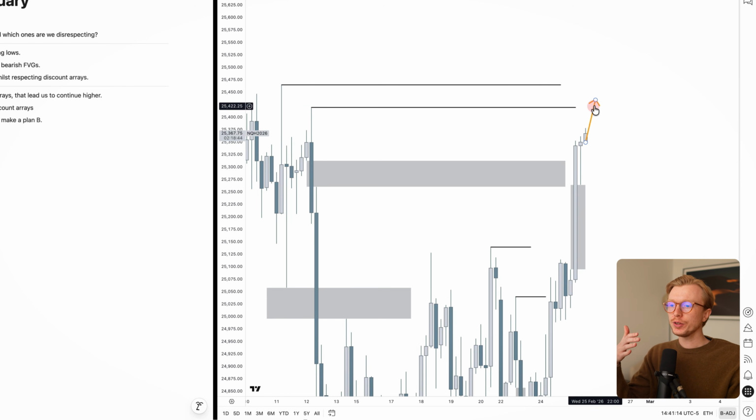Of course, that's not the only possibility that could happen. Because let's say we might create a retracement actually back into this discount array, back into the bullish fair value gap that we have right there.